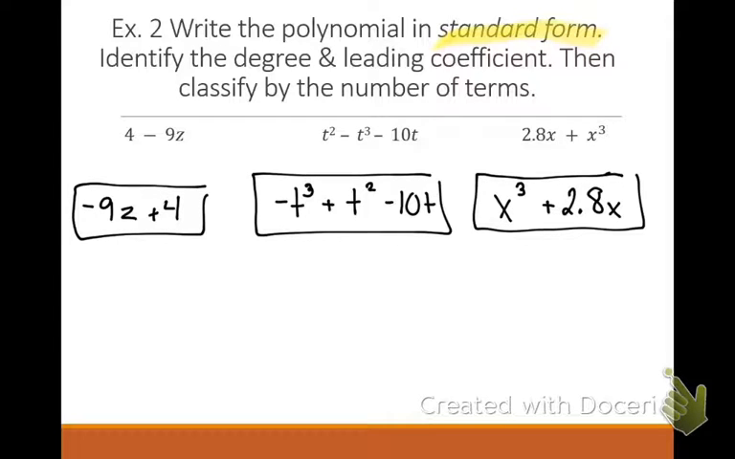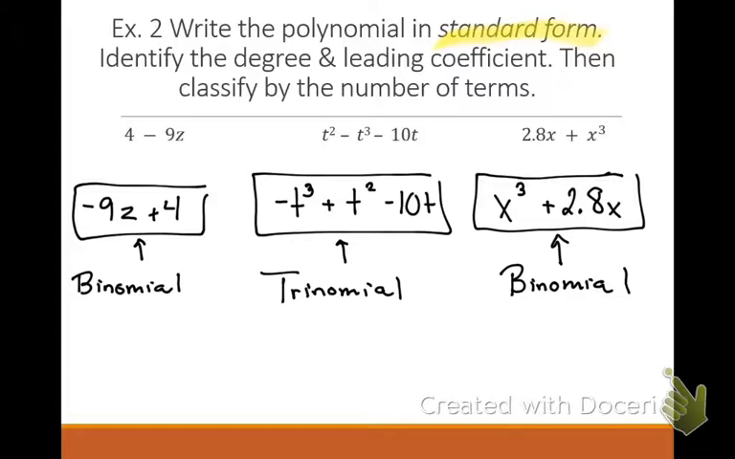Then classify by the number of terms. Okay. So what kind of polynomial do we have here? How many terms do we have? On the first one, 2. So this is a binomial. All right, what about the middle one? How many terms do I see here? 3, so it is a trinomial. All right, what about my last one? How many terms? 2, so binomial.